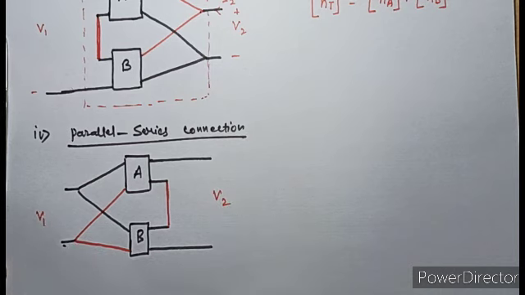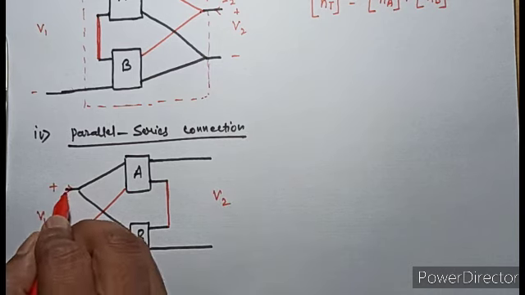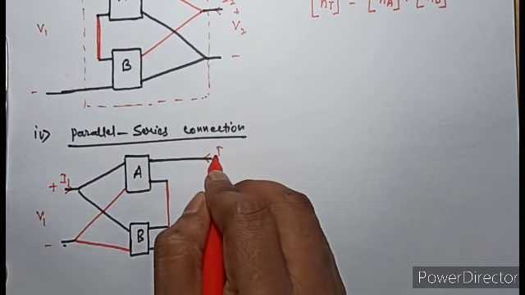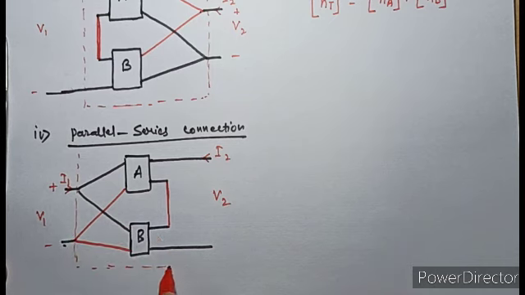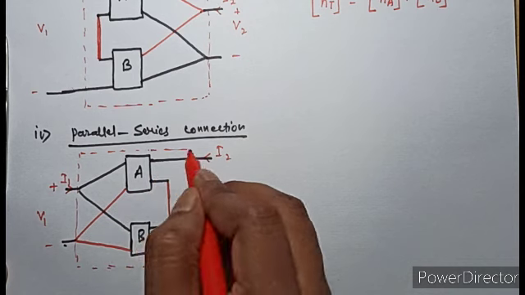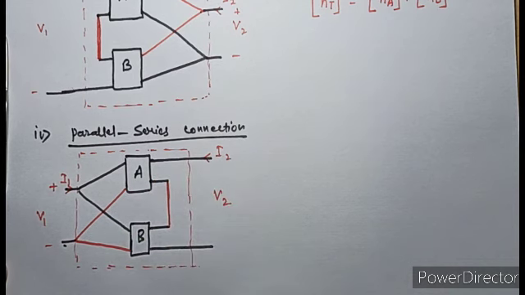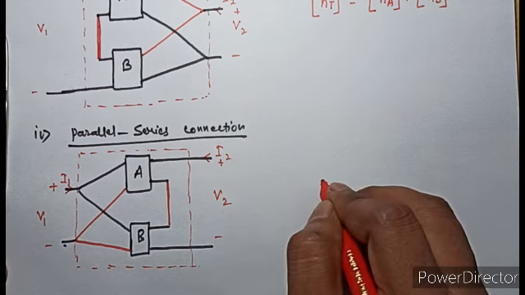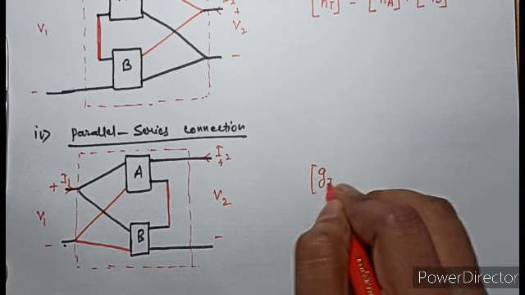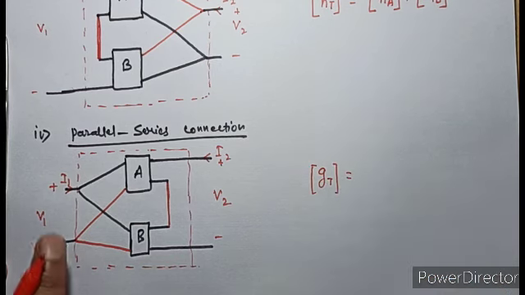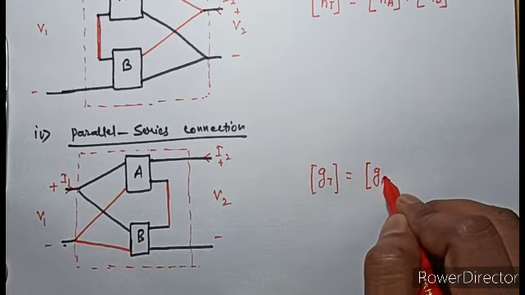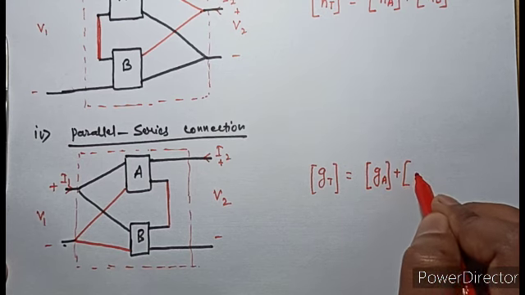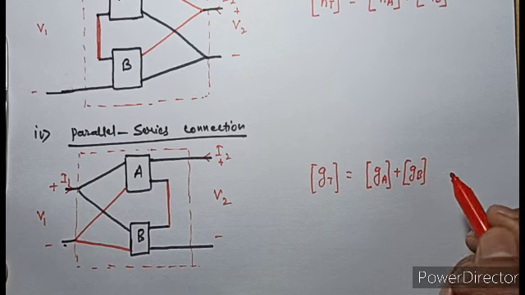So this is the configuration of parallel series connection. This is I1 and this is I2. This is our resultant two port network. Right, and in this type of configuration, our G parameters will get added. Means the G parameter of the resultant two port network will be the sum of the individual G parameters. Clear?